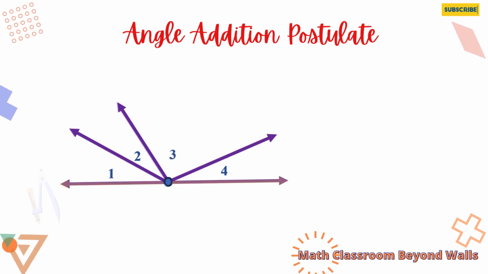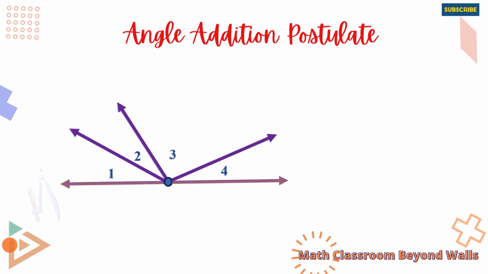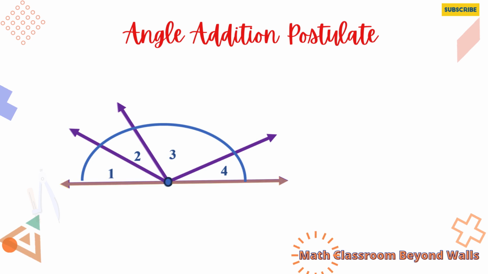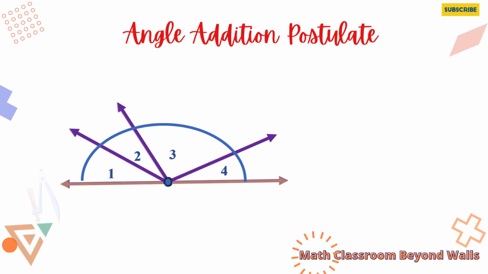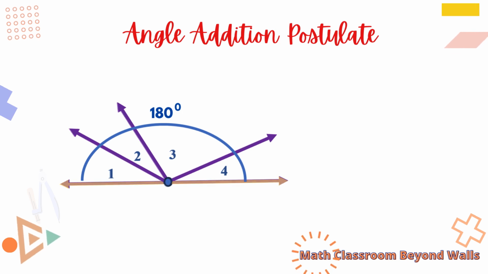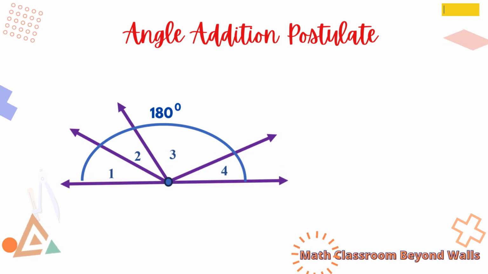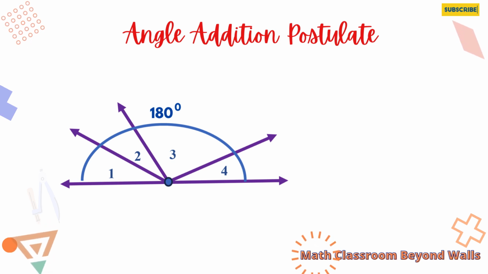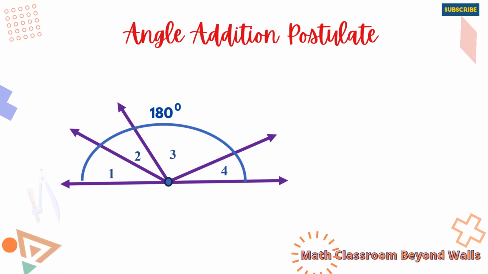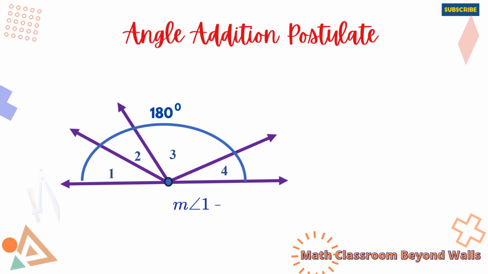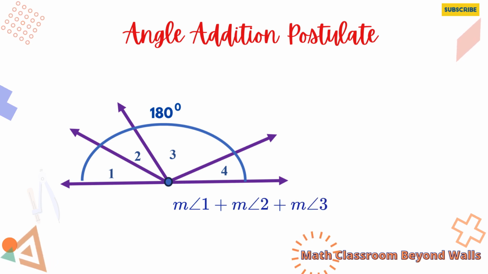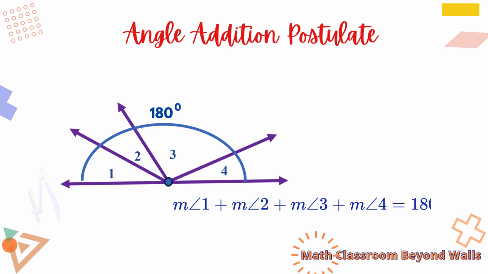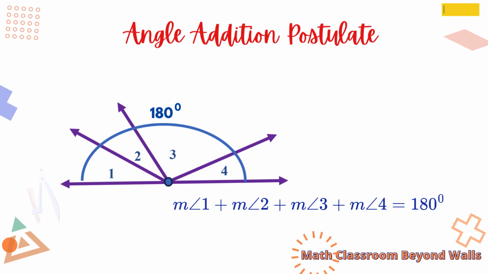So here, the smaller adjacent angles, angles 1, 2, 3, and 4, form a large angle, the straight angle, whose measure is 180 degrees. Can you follow, learners? Applying the angle addition postulate, which says that the sum of the parts is equal to the whole, we can then write this equation about the diagram. The measure of angle 1 plus the measure of angle 2 plus the measure of angle 3 plus the measure of angle 4 is equal to 180 degrees.